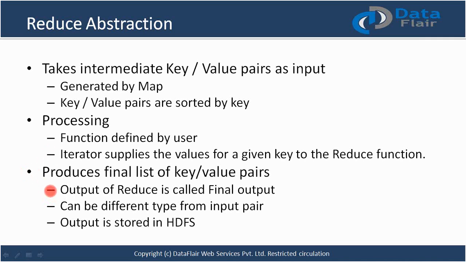The output of the reducer is called the final output. It can be a different type from the input pair. Surely the input data might be in the form of, say, integer, and the output might be in the form of another data type. The output is stored on the HDFS.